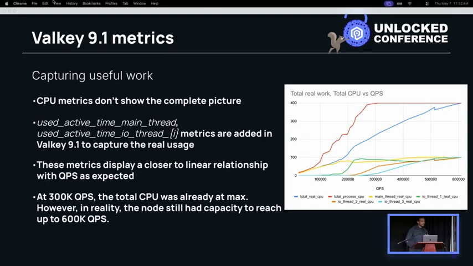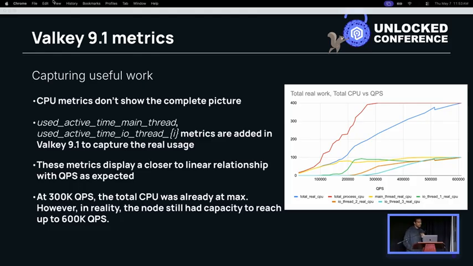So in order to understand this better, we wanted to add observability into this. And the way we did that was to add metrics that would tell us what is the time each of the threads spend doing real work, by excluding the work that is spent spinning in cycles, busy polling, basically. And then we reran the experiment.